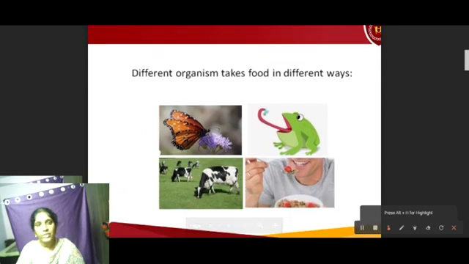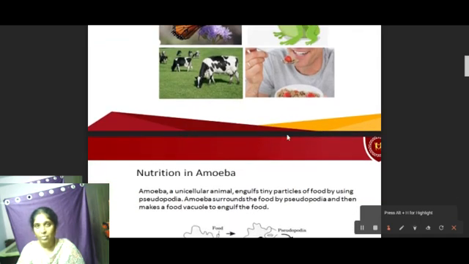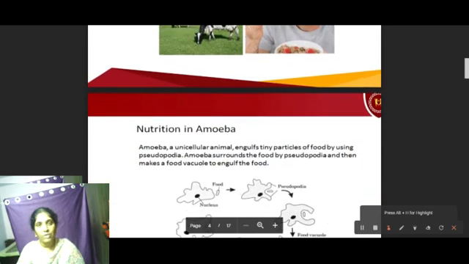For example, you can see over here different organisms take food in different ways. You have seen a butterfly sucking the nectar from the flowers. It uses its proboscis with the help of which it sucks the nectar. You can see the frog. It uses its tongue to take in its food material. You can see the herbivorous animals, right? I think you know that herbivores feed only upon plant materials. These herbivorous animals graze the food material, whereas we take in the food material with the help of our hands, and put it into our mouth.